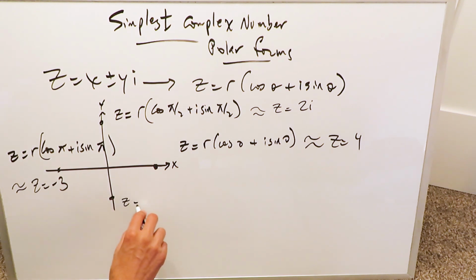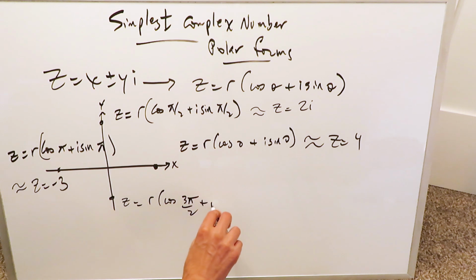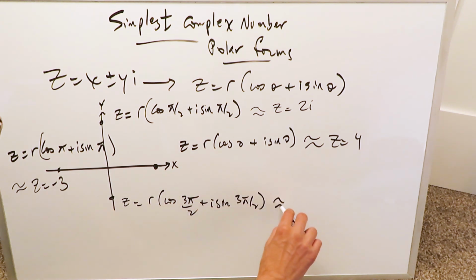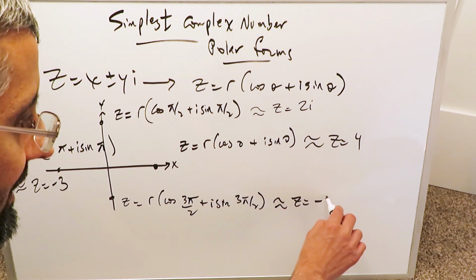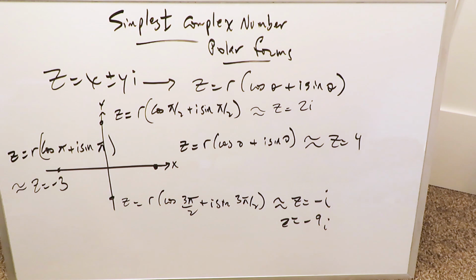A point right here would have a representation z is equal to r cosine 3 pi over 2 plus i sine 3 pi over 2. A representative example can be z is equal to minus i, or you can even say z is equal to minus 9i. It doesn't matter, but the real number component has zeroed out. The imaginary number component retains.